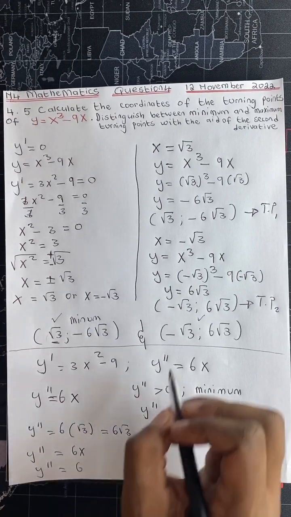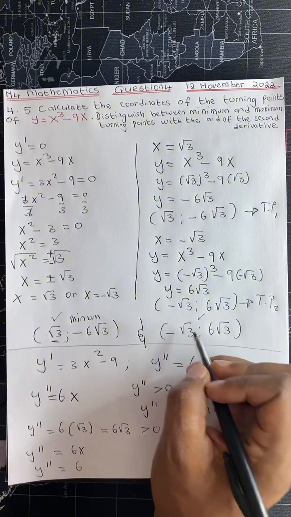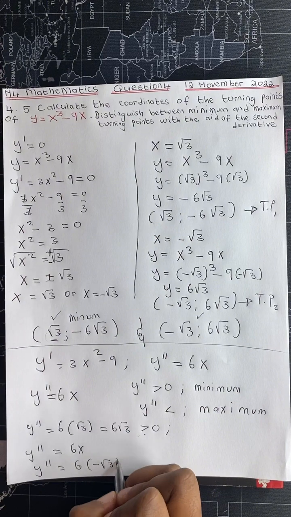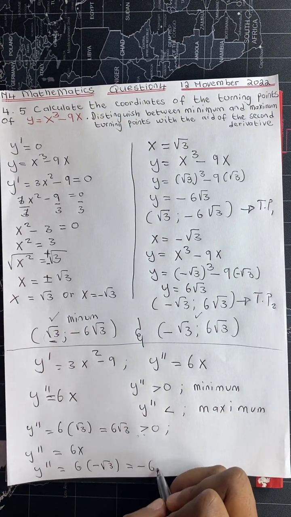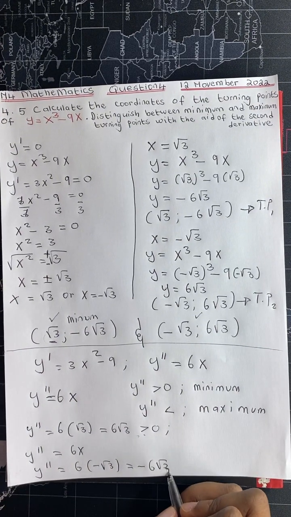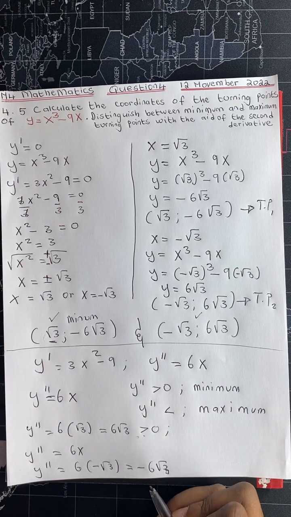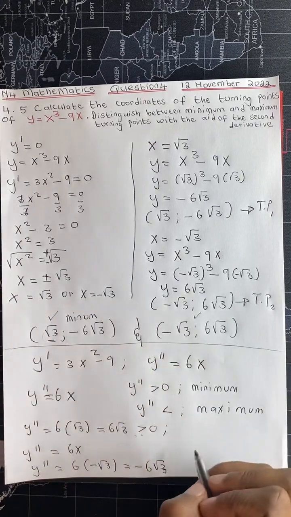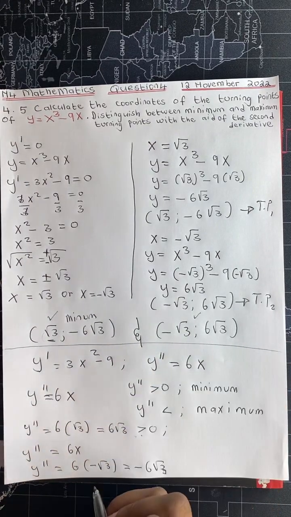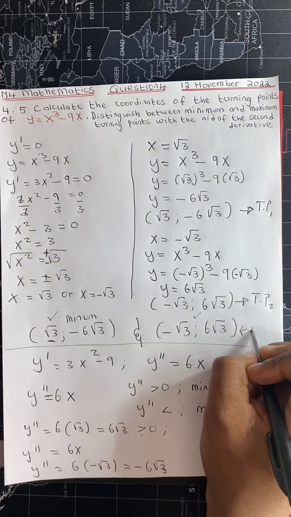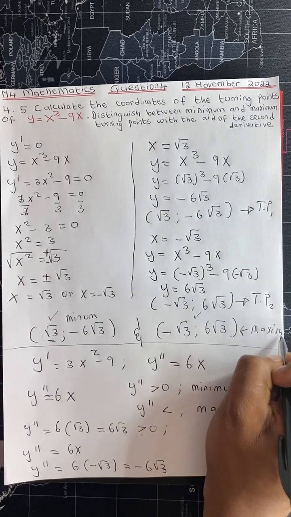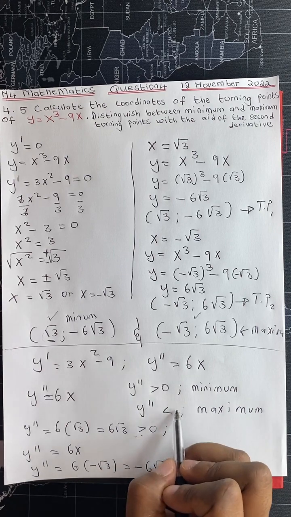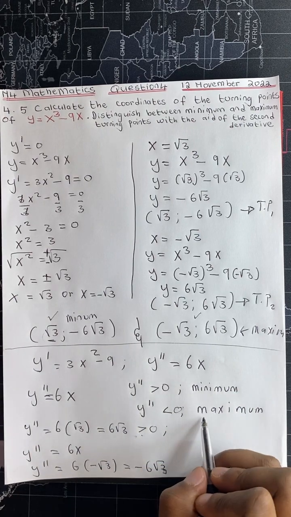So now let's substitute negative the square root of 3 where there is x, and this will be equal to negative 6 times the square root of 3, and this value is negative. So this coordinate which has this x will be a maximum. We substituted x and we got a value which was less than 0, so it was a maximum.